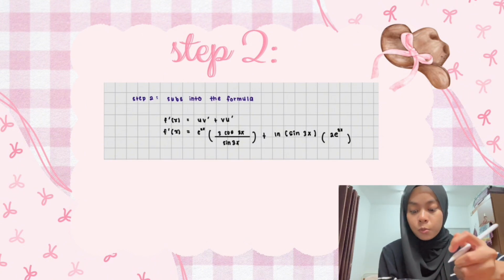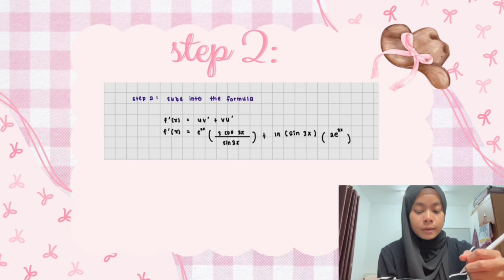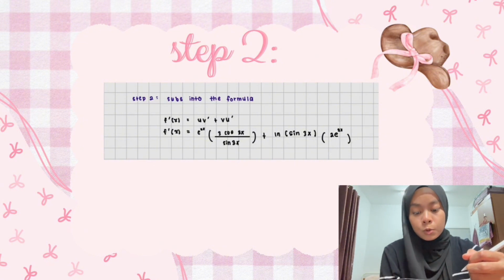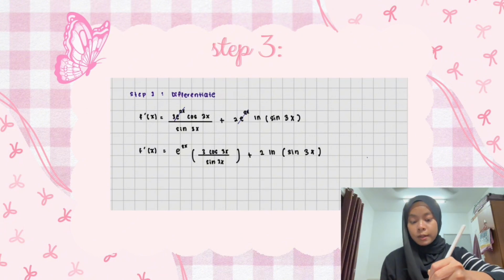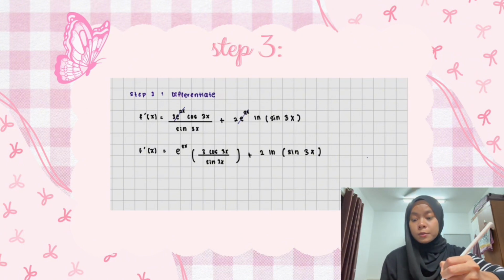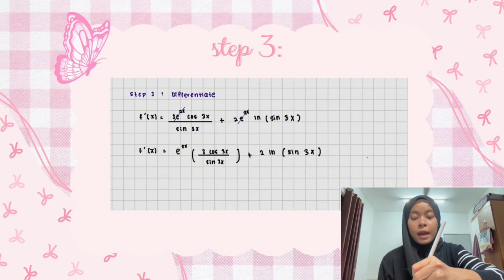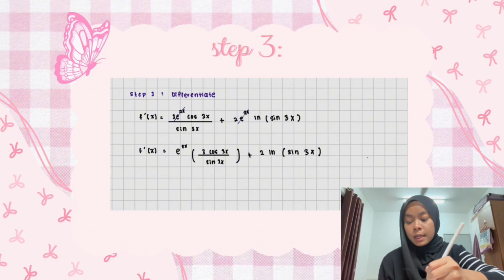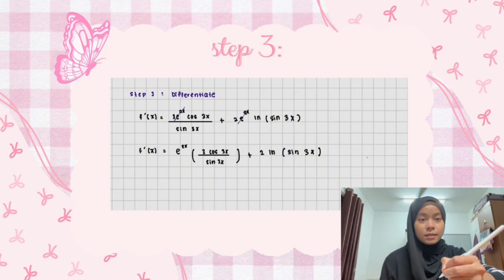When we substitute into the formula, we get f'(x) = e^(2x) (3 cos 3x over sin 3x) + ln sin 3x (2e^(2x)). When we expand it, we get f'(x) = 3e^(2x) cos 3x over sin 3x + 2e^(2x) ln sin 3x.